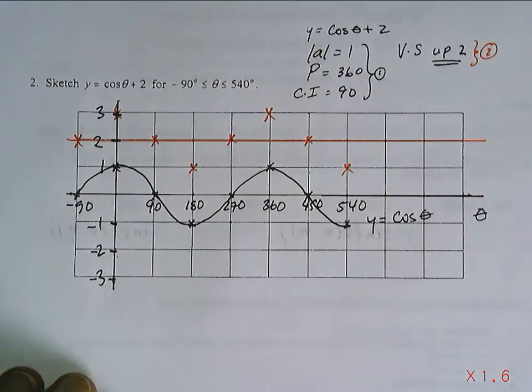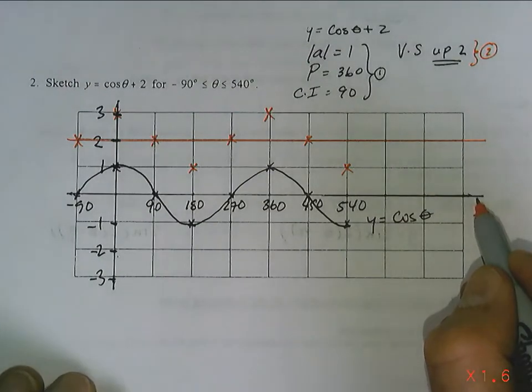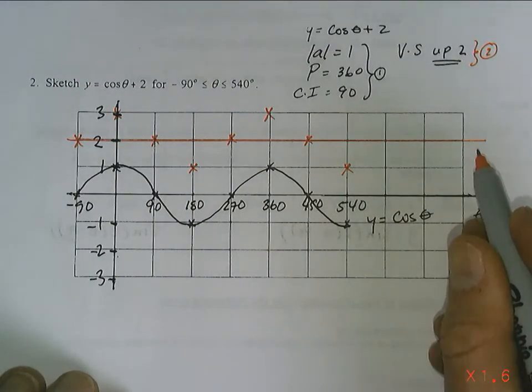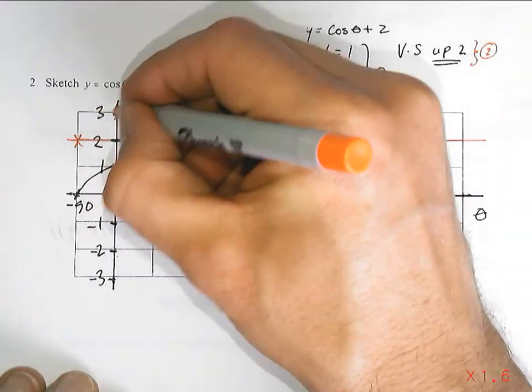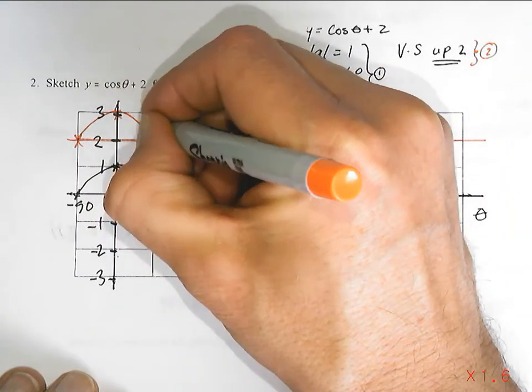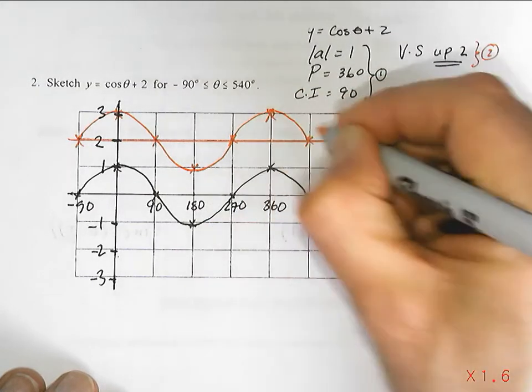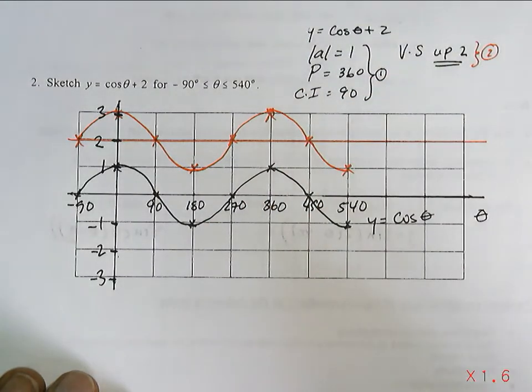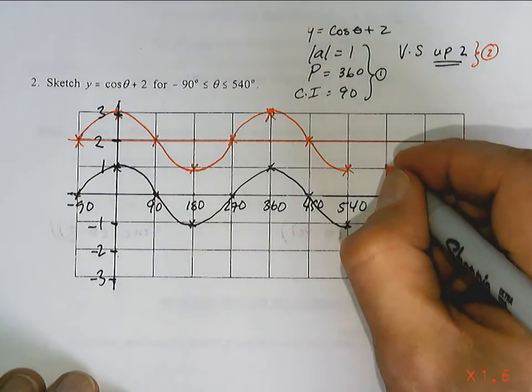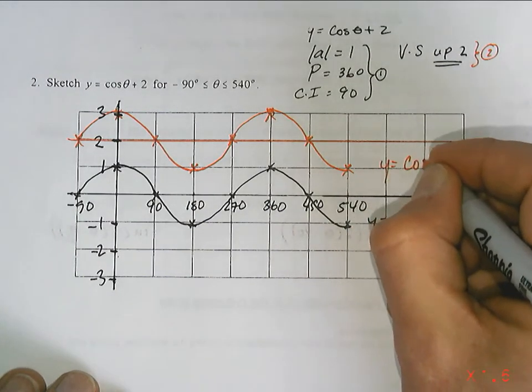So that's what I would have. Did you see how I took the y equals 0 up 2? And then that way I just know that I go like this. Everything got moved up 2 units. That would be y equals cos theta plus 2.